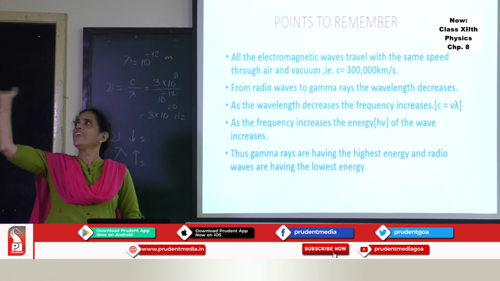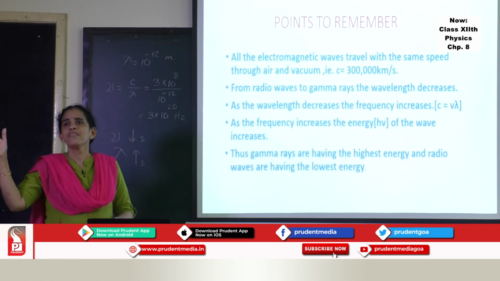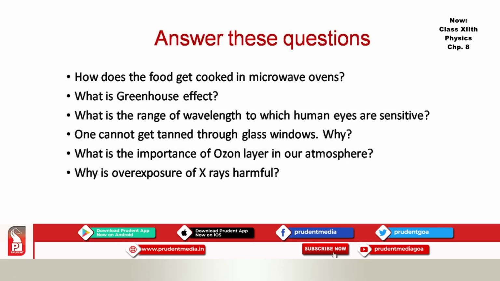If radio waves had the highest energy, what would have happened? Here, everywhere around us, there are billions of radio waves. Now, these are other questions which you can answer from article 8.4, the uses and applications of the waves. How does food get cooked in microwave ovens?